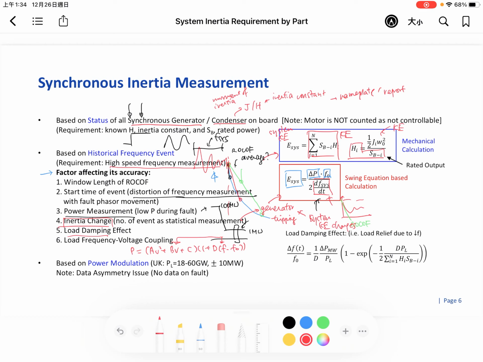We have equations here to talk about the load damping effect: how the change of the frequency is affected by the loss of power and the on-bar load. So it's about the swing equation, based on what you have measured, the whole system interactions.